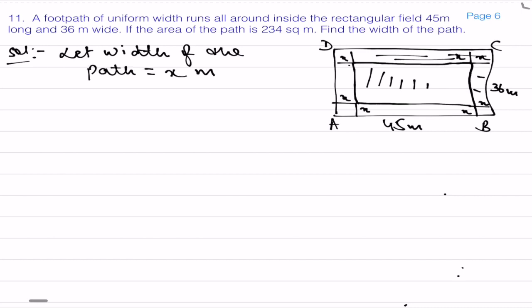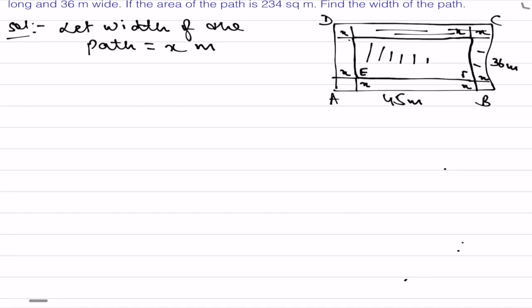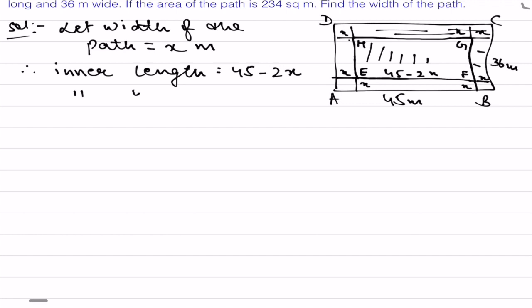So what is the inner length? We can see that the inside portion is also a rectangle. Just give the name EFGH. Therefore, inner length of the park is 45 minus 2x. Why minus 2x? Because x meter from the left side and x meter from the other side has been deducted. So the inside portion EF is 45 minus 2x. And the inner width of the park is 36 minus 2x. X meter here, x meter from the top.